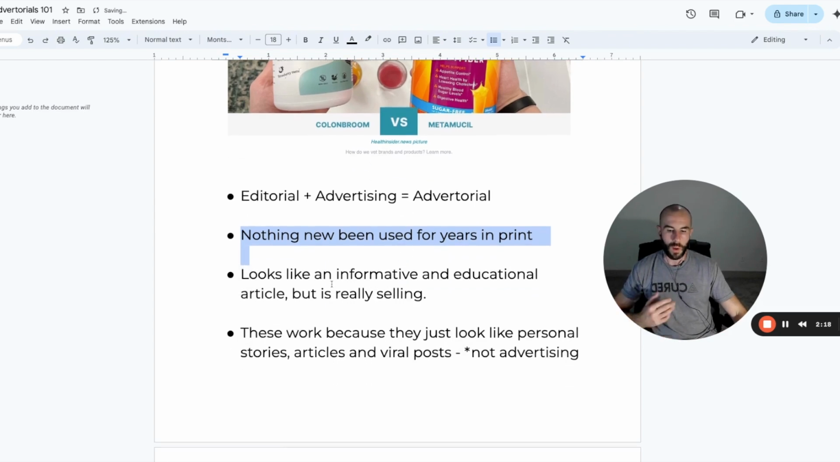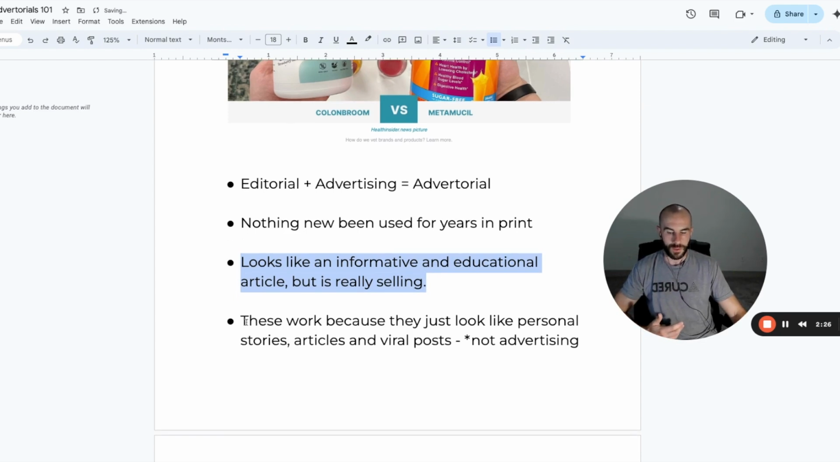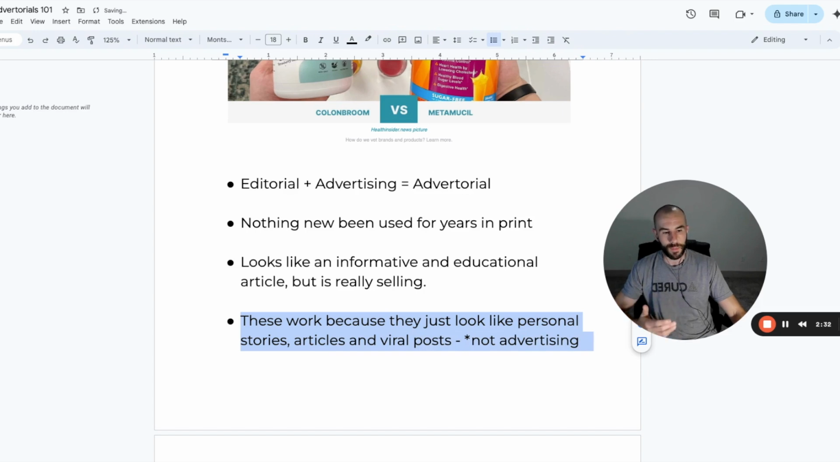Now, like I mentioned, what makes them really effective is they just look like an informative and educational article, but realistically, we are covertly selling them. And it's because more often than not, they just look like personal stories, articles, and viral posts. They don't typically look like advertising. Now, a lot of the times, anybody who's keen to advertising and marketing will recognize what they are pretty quickly, and there are some of them that go right for the sale right away, and that's totally fine.